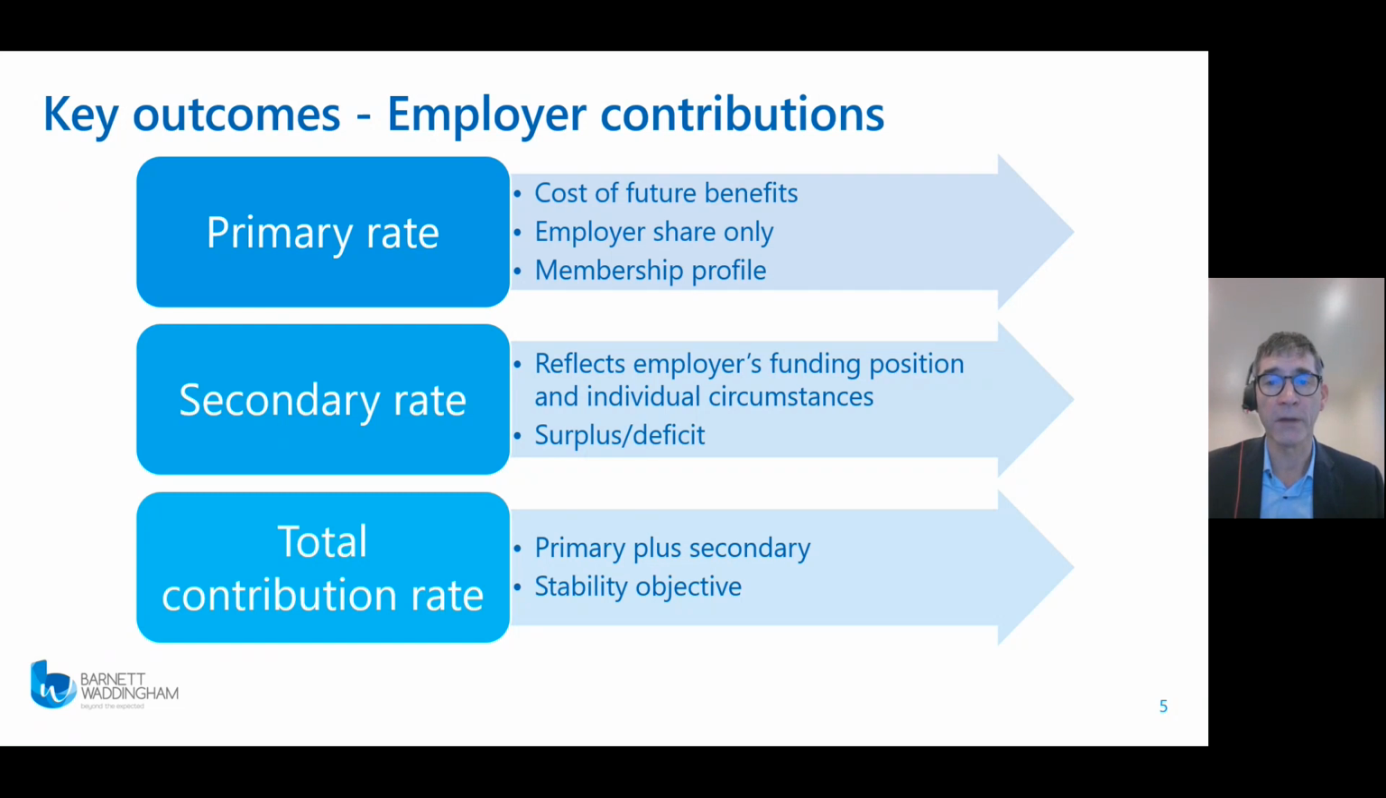So if you have a deficit, you might have to pay in a little bit more to make good that deficit. And if you have a surplus, then you might be able to pay in a little bit less. And the total contributions you pay are just the sum of the primary and the secondary rate. And of course, a key objective of the actuary and the fund is to keep employer contribution rates as stable as possible.